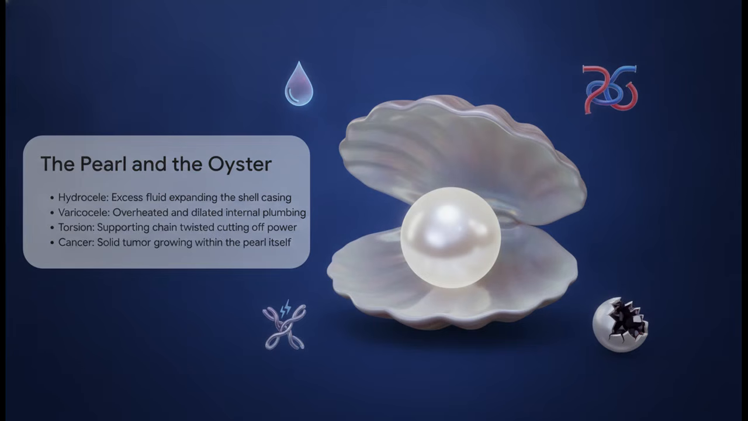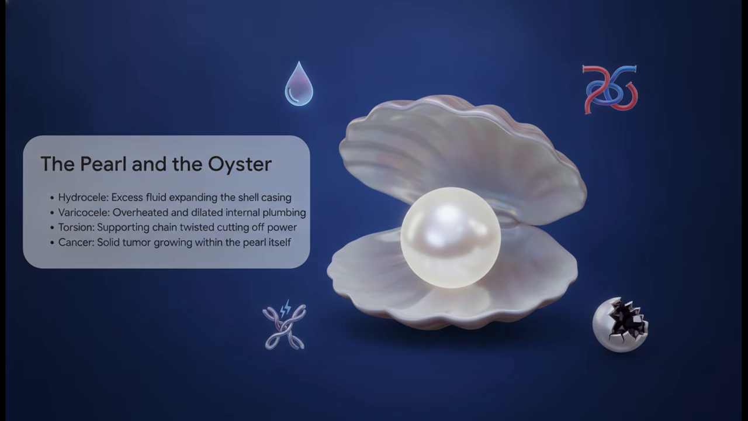To really nail an acute scrotum diagnosis, you need a solid mental model so you can visualize exactly what you're palpating beneath the skin. I want you to think of the testicle as a precious pearl, suspended inside a fluid-lined shell. That's the tunica vaginalis. This analogy just makes the pathology so much clearer.